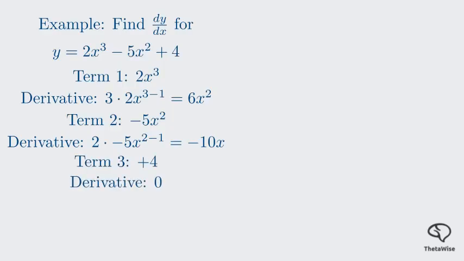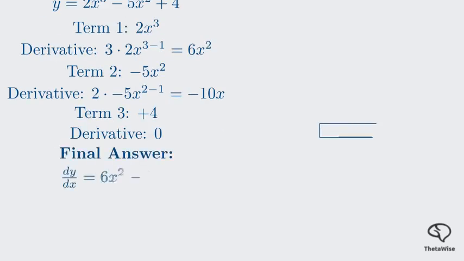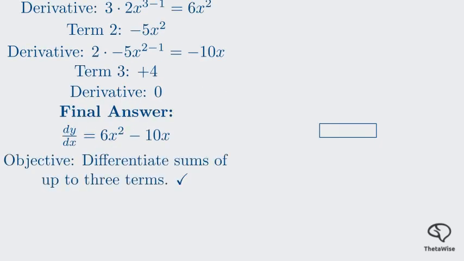Finally, the constant 4. As we discussed, the derivative of a constant is 0, so it effectively disappears. Putting it all together, our gradient function dy dx is 6x squared minus 10x. You can now handle complex polynomial expressions by breaking them down into simpler pieces.